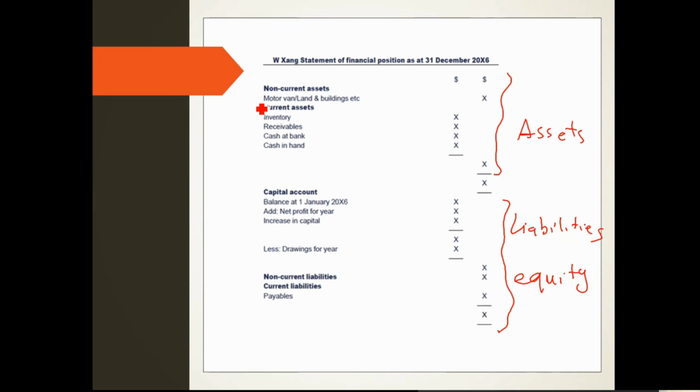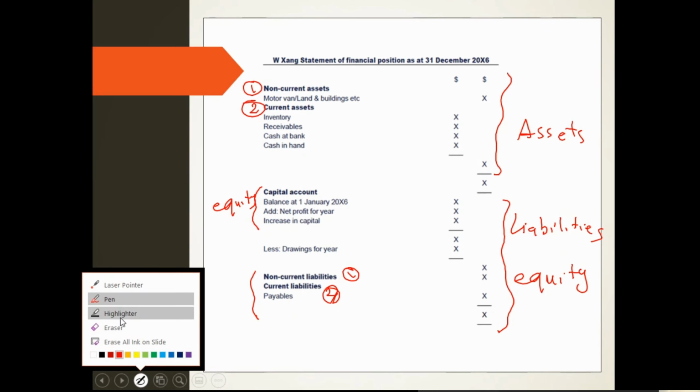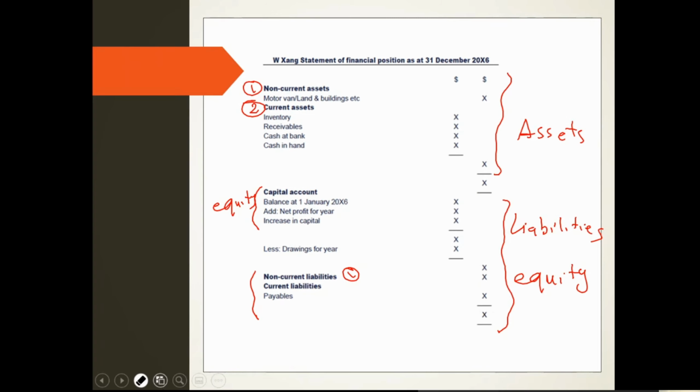First, we put the assets, and we divide the assets based on categories: non-current assets and current assets. Then these are the equity items: the capital, the drawings, the revenue, the profit, and everything. And then we have the liabilities. Also, we divide them into two types, the non-current liabilities and the current liabilities. So like this, you can make the financial position statement.